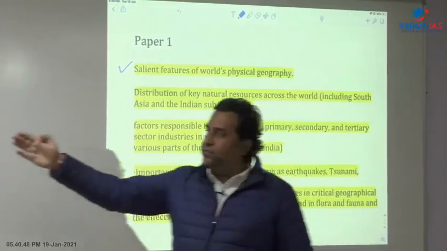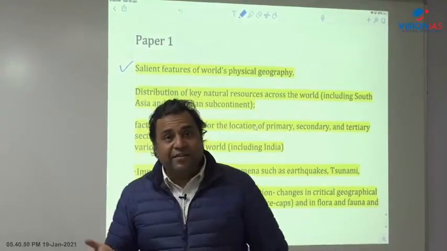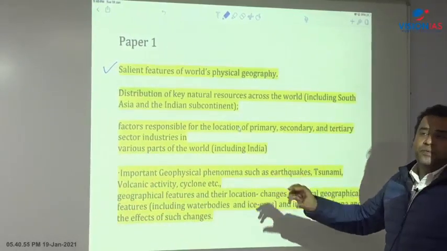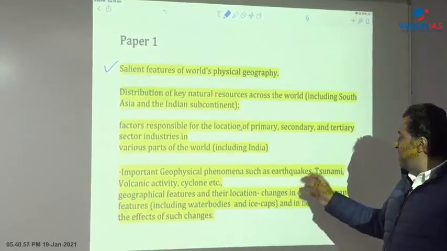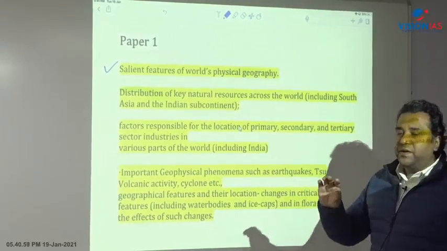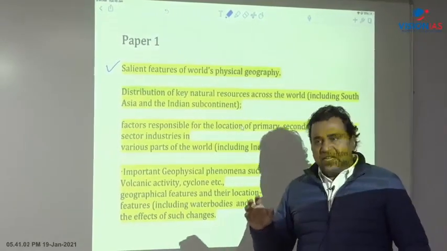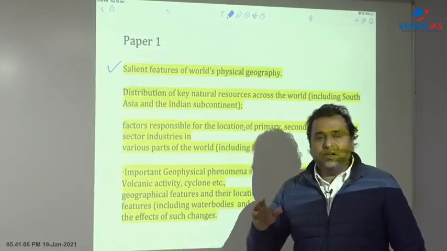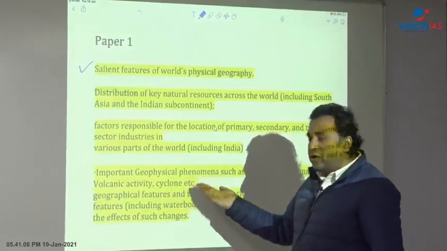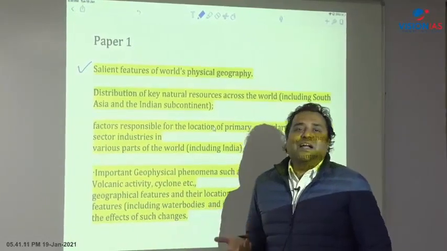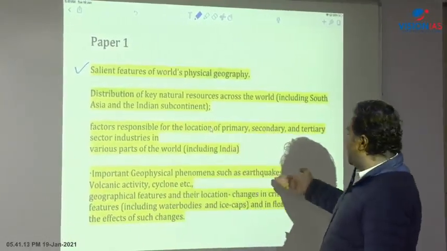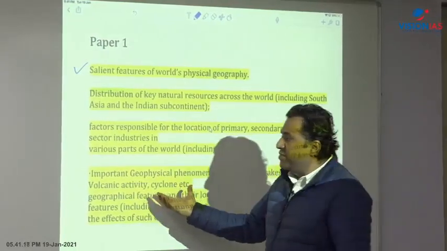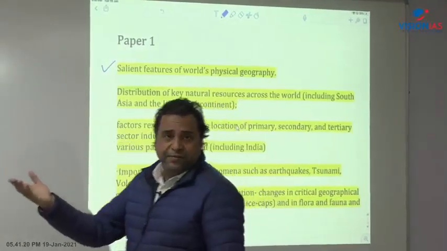I hope you can match with what your salient. These are the salient features. They are getting deeper into them. Okay. So important geophysical phenomena. Phenomena means activities. Which are the kind of activities which are taking place? So a feature is something which can physically be seen, whereas a phenomena is something which is an activity. Okay, so this is an activity. Earthquakes, tsunamis, volcanic activity, cyclone. Cyclone is a phenomena of the atmosphere.